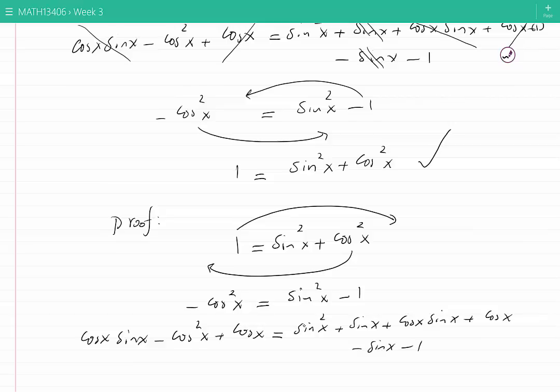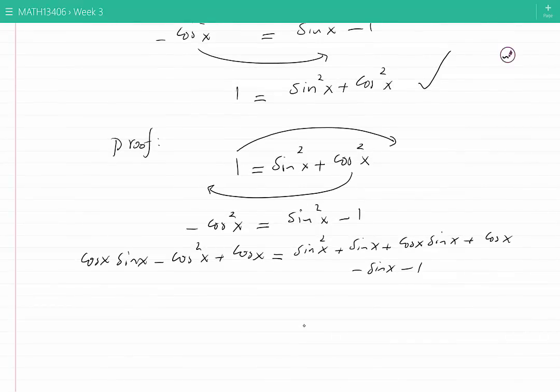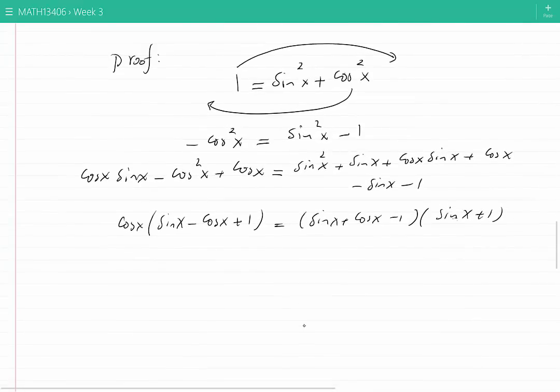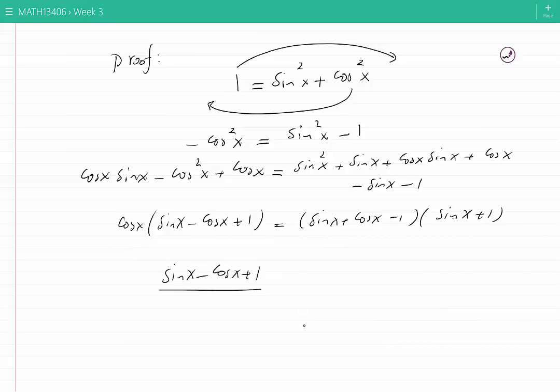And if we do the necessary factoring on both the left hand and the right hand side, we would get cos x times (sin x − cos x + 1) is equal to (sin x + cos x − 1) times (sin x + 1), which can also be written as (sin x − cos x + 1)/(sin x + cos x − 1) equal to (sin x + 1)/cos x, which is the identity we wanted to prove.